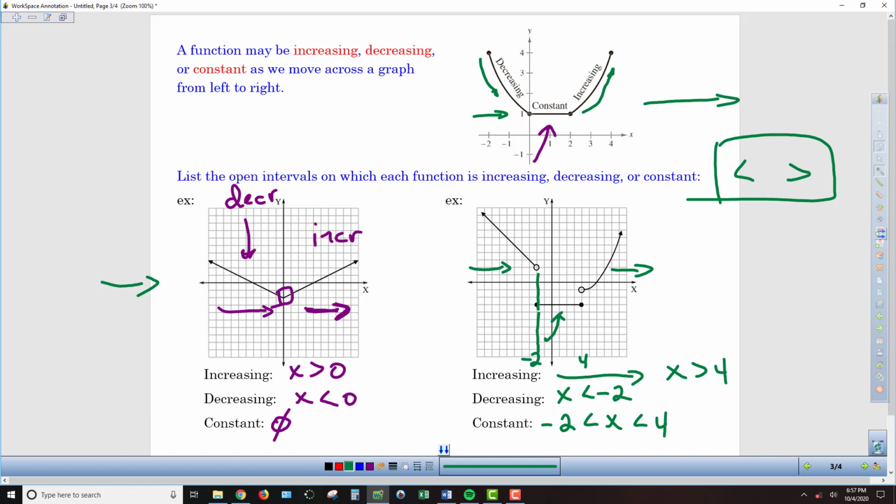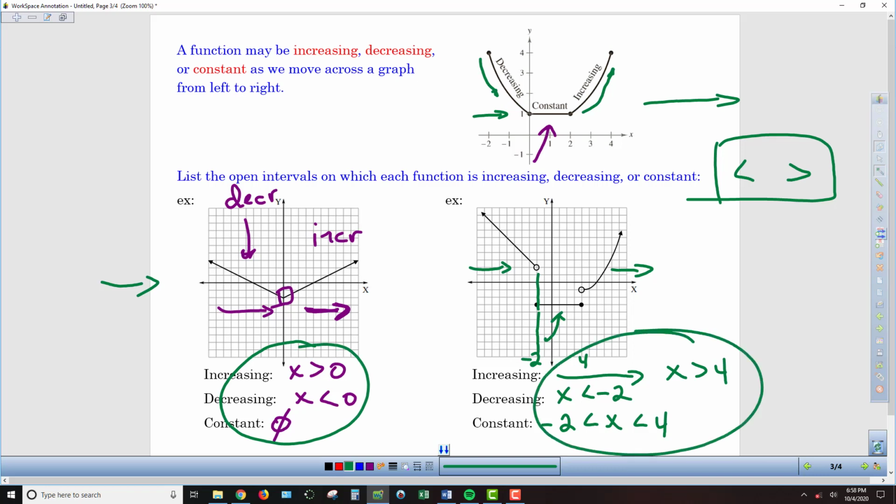So once again, we determine whether it's increasing or decreasing based on what's happening with the y values, but we report our answers based on the x values where those y values are changing.